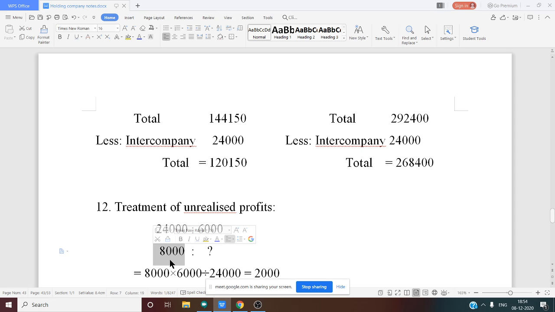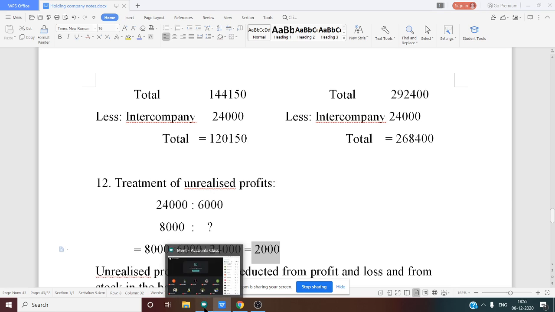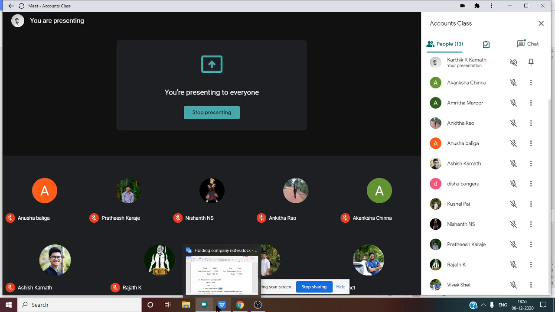So on these unsold goods, we want unrealized profit, and the percentage information is not given. That is why we have to use the other information available. That is, in the same adjustment they said for 24,000, 6,000 is profit; for 8,000, how much? Cross multiplication we have to do. So now cross multiplication: 8,000 into 6,000 divided by 24,000. So the final unrealized profit after cross multiplication is 2,000. Yes, now we got the unrealized profit answer.